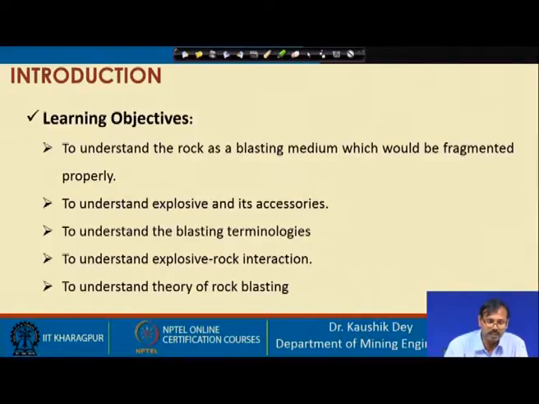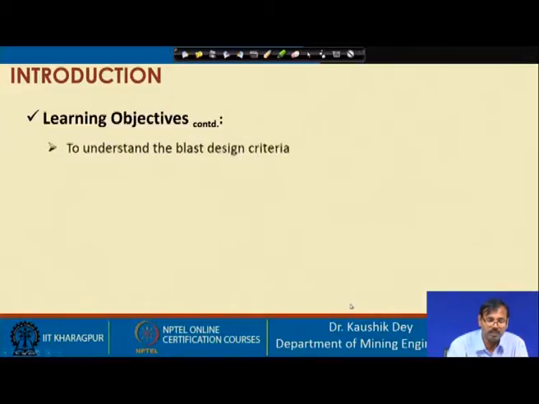I want each and every student to understand explosive and rock interaction, and this will lead you to the understanding of the theory of rock blasting: how the rocks are blasted in different conditions and different spatial distributions. That is the theory of rock blasting. This is one of the main objectives of this course.